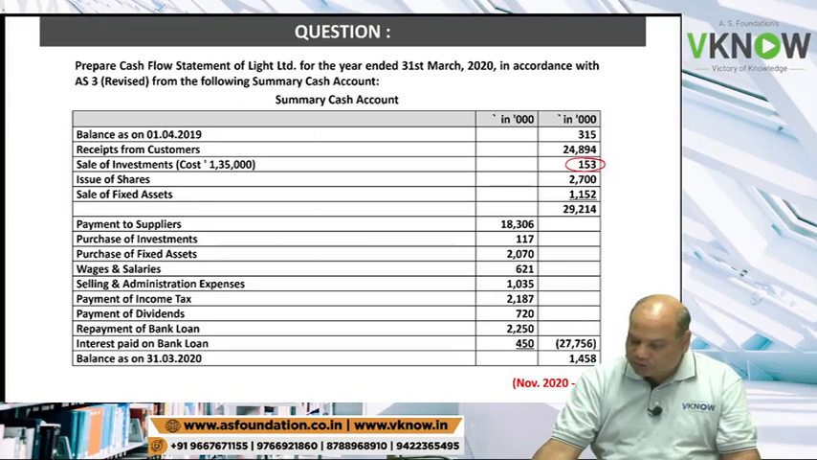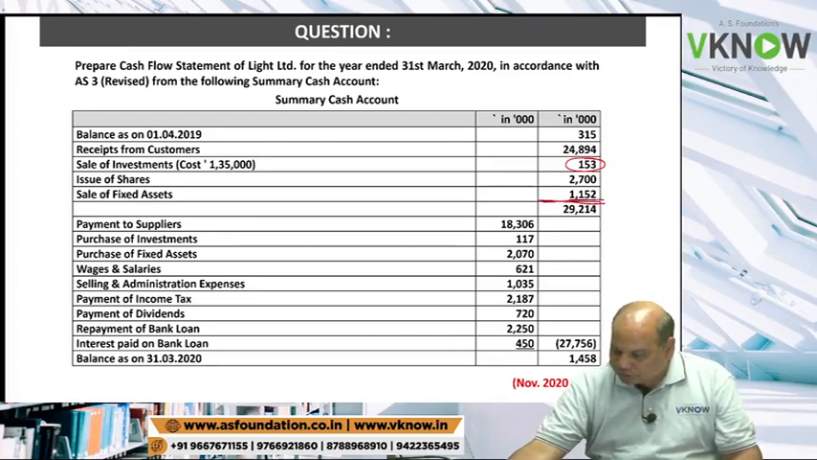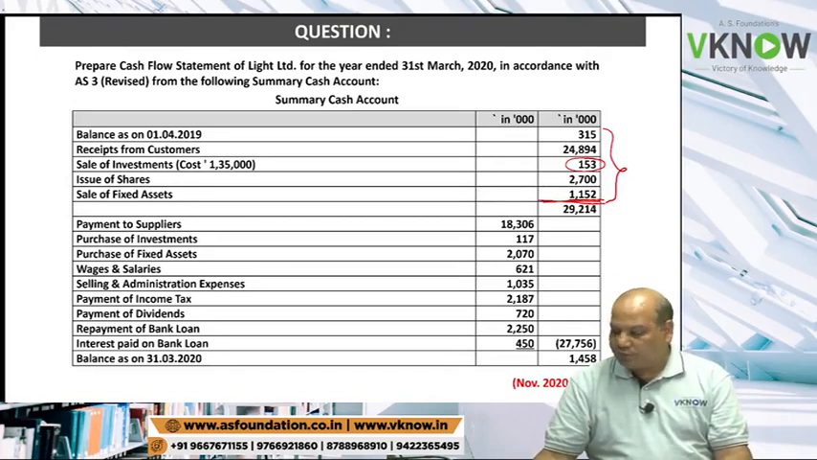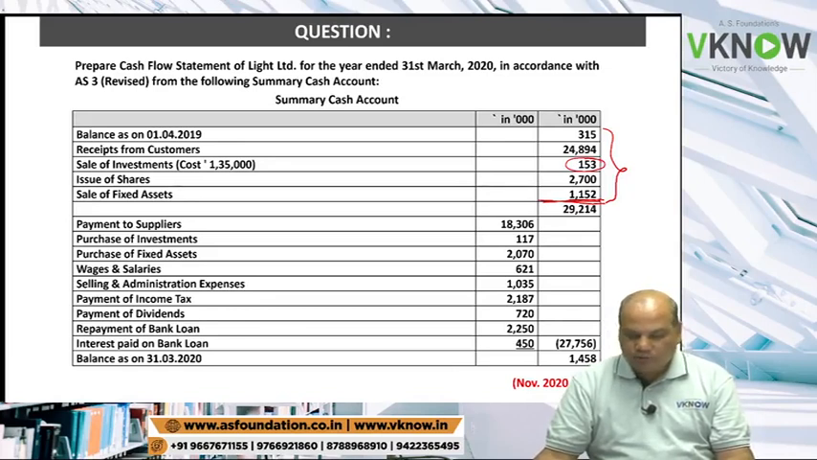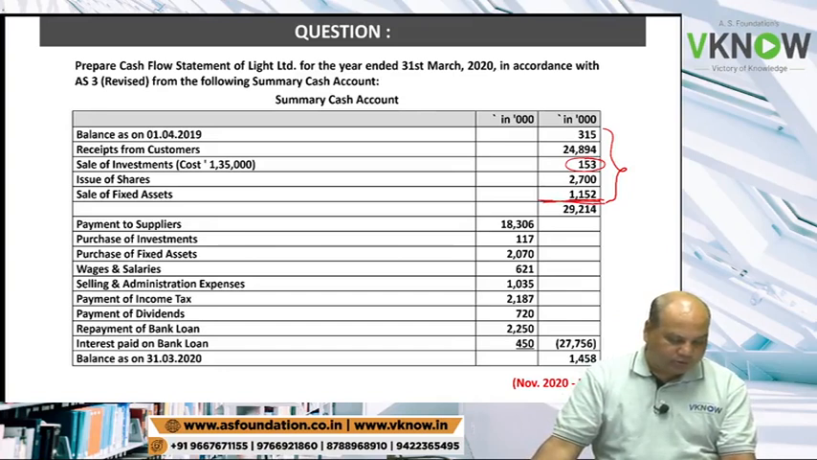Sale of fixed asset 1152, total 29214. These are inflows. Come on, students, fast. Payment to suppliers 18306.